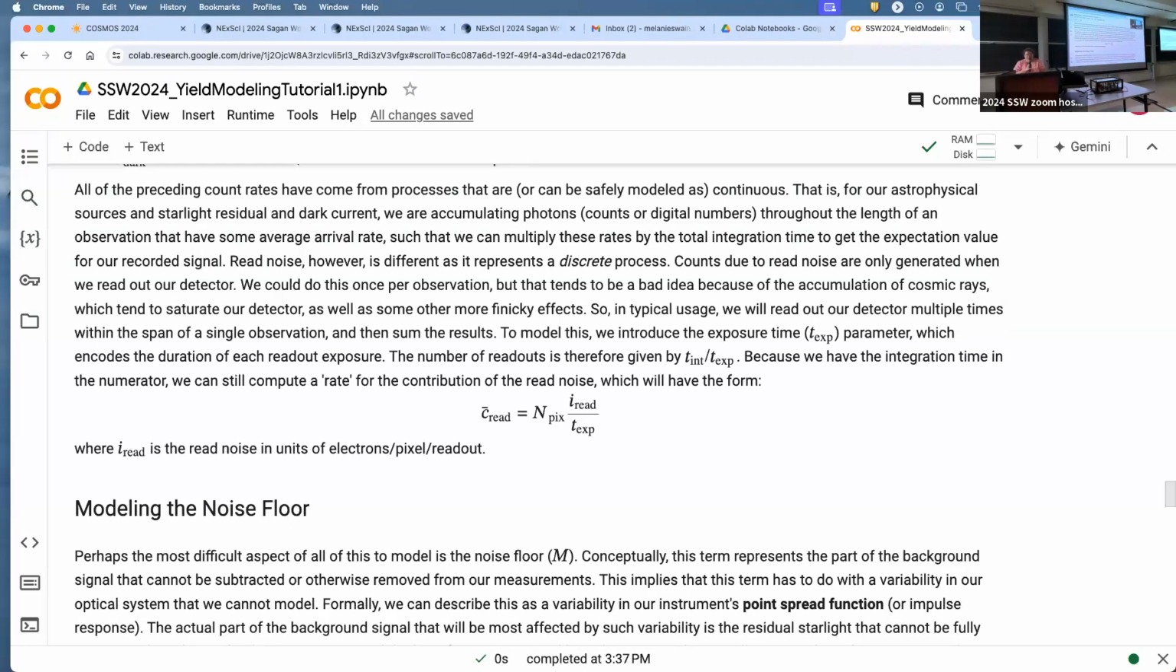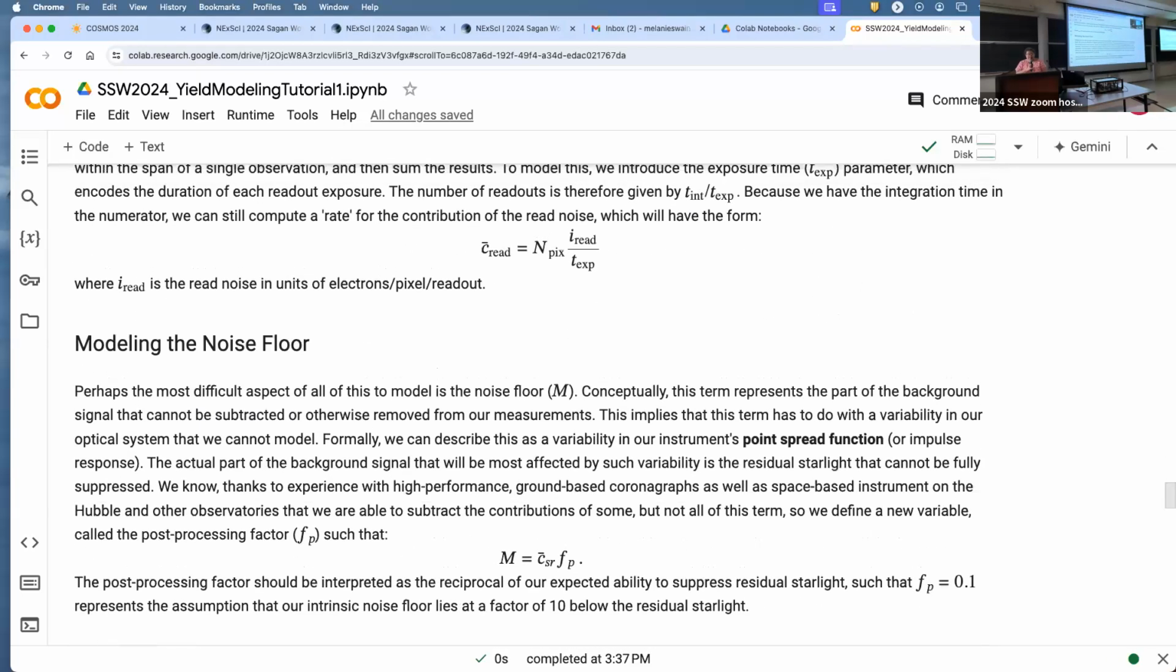So here we set the count rates due to reading the frame is going to be the number of pixels, because that's very important. But that is going to be really the read noise, and then we're going to divide it by this exposure time. Because I read is really in units of electrons per pixel per readout. And so the per readout is this, the integration time divided by the exposure time.